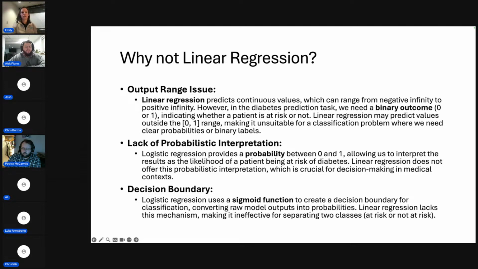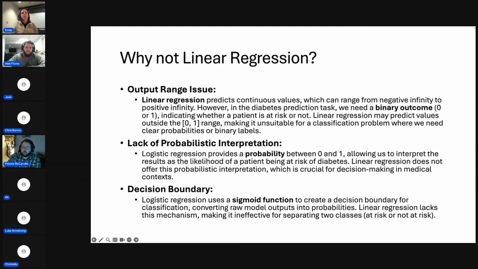So why not linear regression? I mean, essentially everything we could just transform into linear regression, right? We could take apples, bananas, pears. We could say apples are 1, bananas are 2, and pears are 3. And then couldn't we just build a linear regression model to predict 1, 2, or 3?